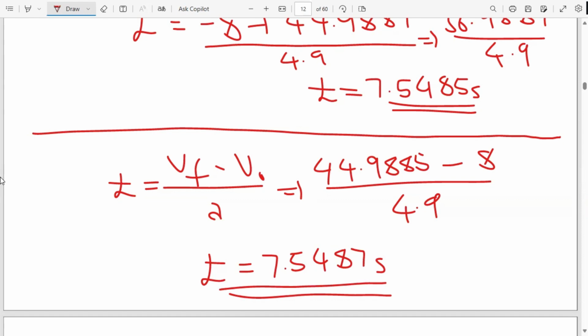This was question C, for finding how long it's going to take for the box to slide from the top of the incline with an initial velocity of 8 meters per second to the bottom of the incline. That is the time taken. And that basically means we are done with question 2.